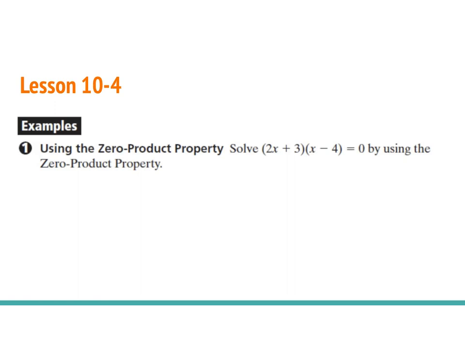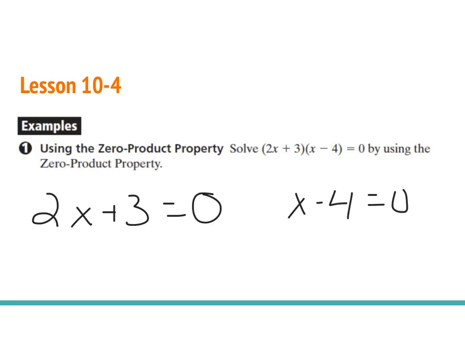So in this case, we've got two binomials being multiplied together. So one of those binomials has to be equal to 0, or potentially both of them. So what we do is we set each of the binomials equal to 0. And now we have two equations that we can solve, okay? Just our two-step equations here.